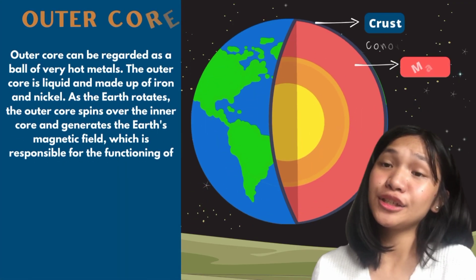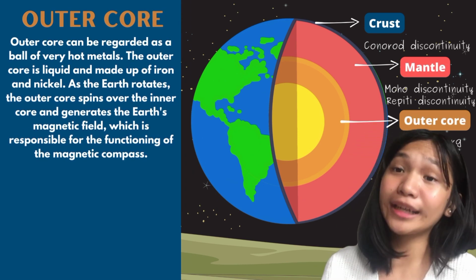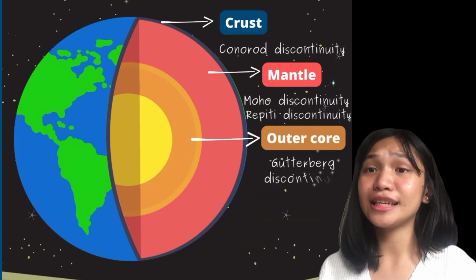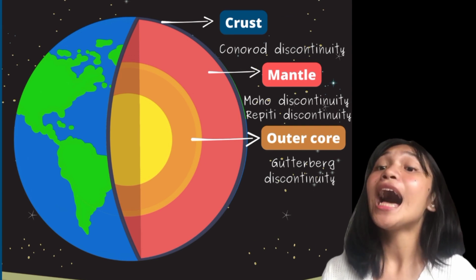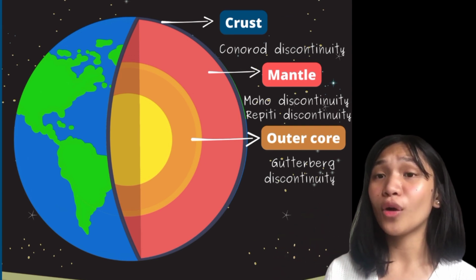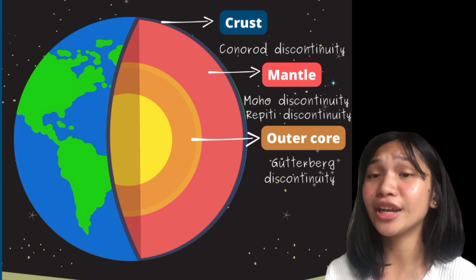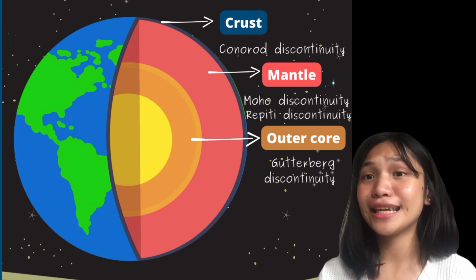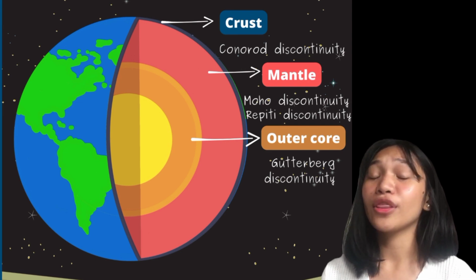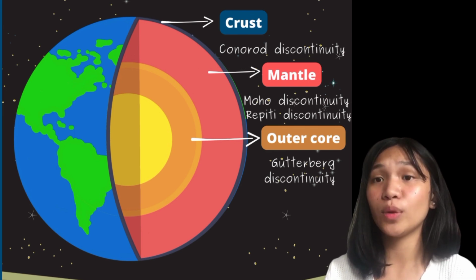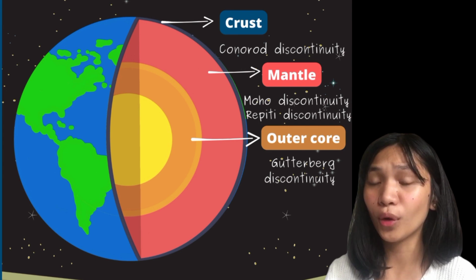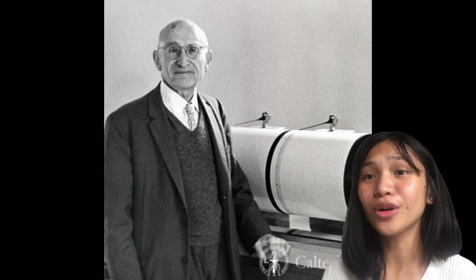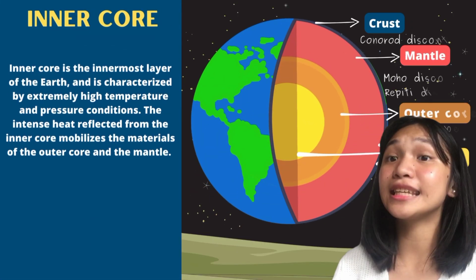So moving on to the outer core. The outer core can be regarded as a ball of very hot metals. It is liquid and it is made up of iron and nickel. As the Earth rotates, the outer core spins over the inner core and generates a magnetic field, which is responsible for the functionality of the magnetic compass. So the discontinuity that lies between the lower mantle and the outer core is the Gutenberg discontinuity, which was named after Beno Gutenberg.